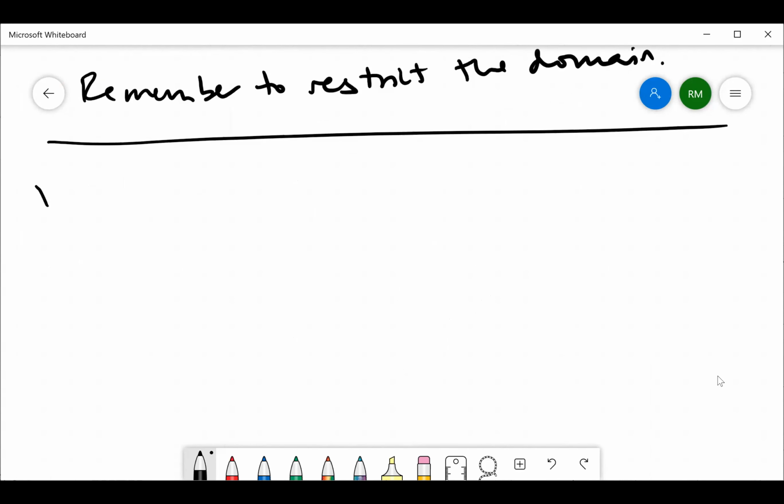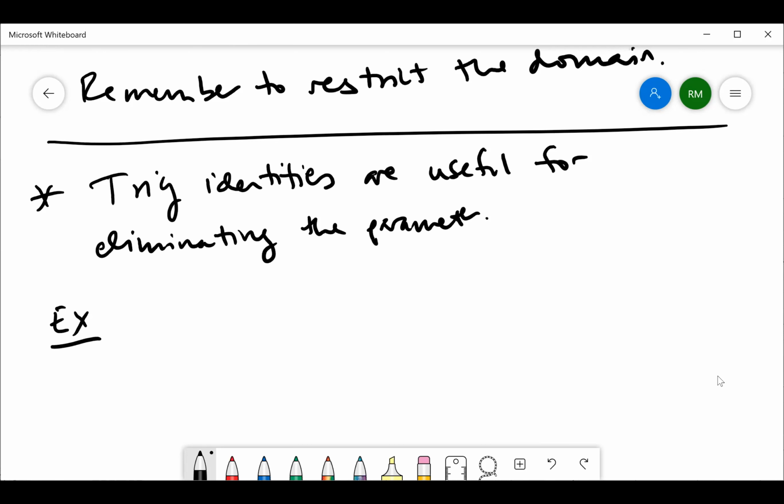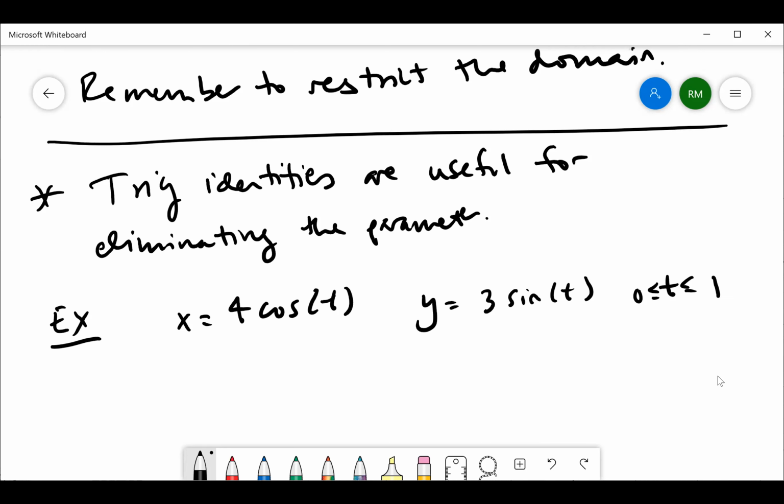Trig identities are useful for eliminating the parameter. Let's do an example. Let's look at the curve x equals 4 cosine of t, y equals 3 sine of t, where t runs from 0 to 2 pi.